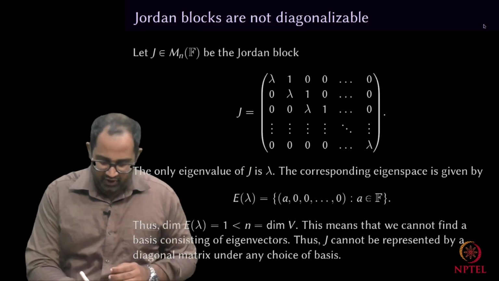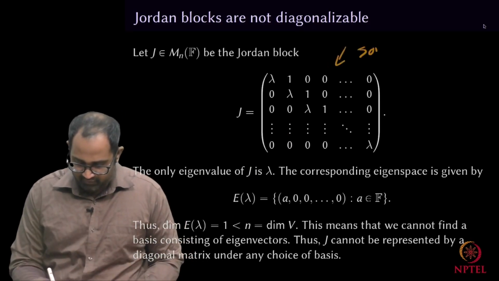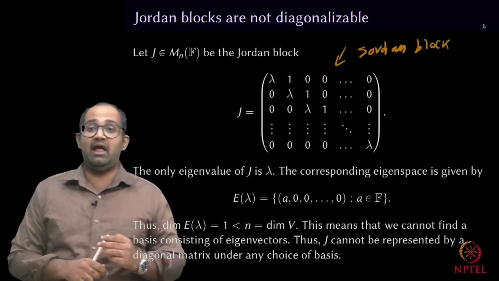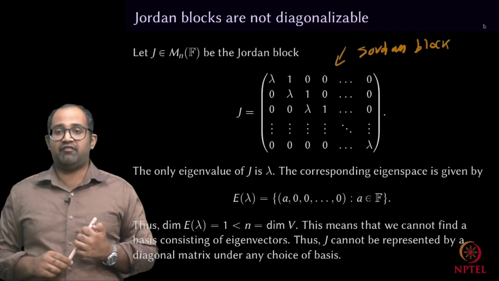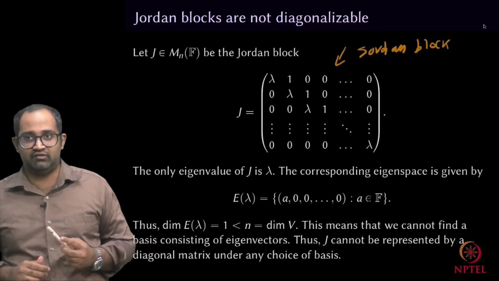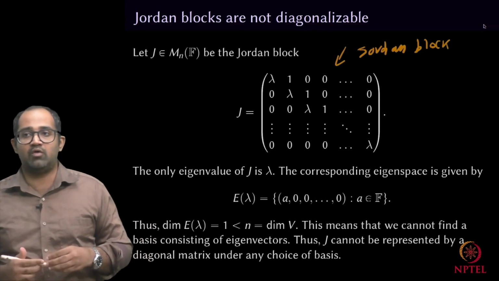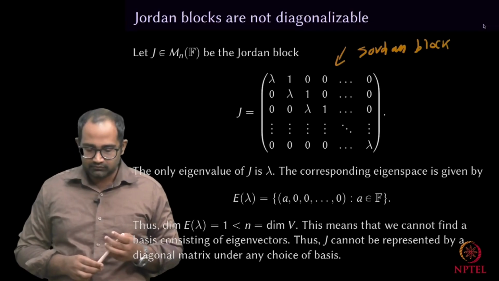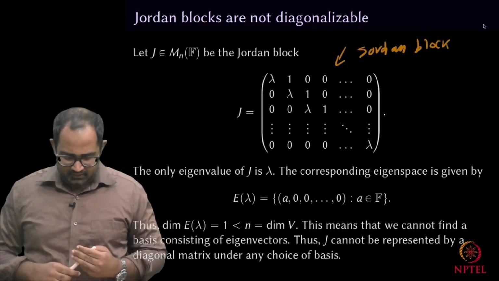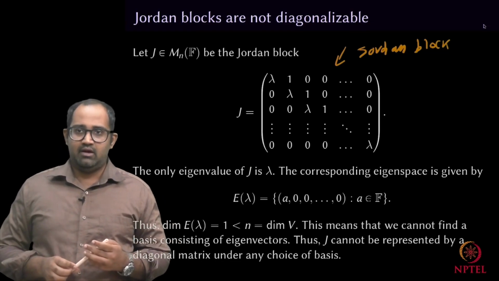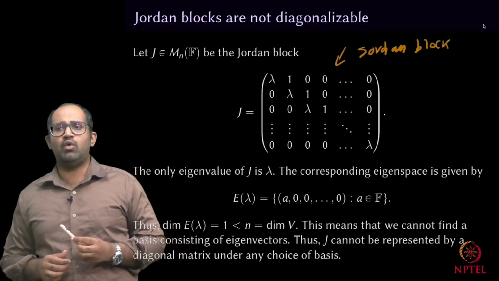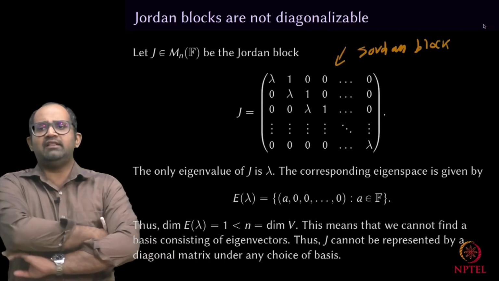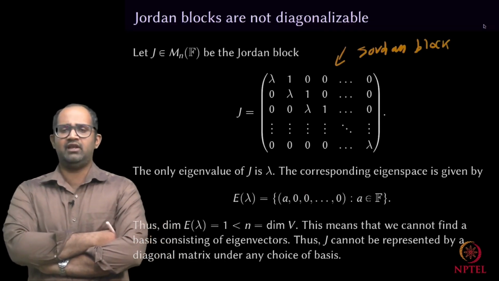Such a thing is called a Jordan block, and we will become well acquainted with Jordan blocks in the final week when we show the existence of the Jordan canonical form and work out a few examples. So this is called a Jordan block. This is an operator on Fn. Now, the only eigenvalue of this Jordan block is lambda. Can you pause the video and figure out why this is the case, that the only eigenvalue is lambda?